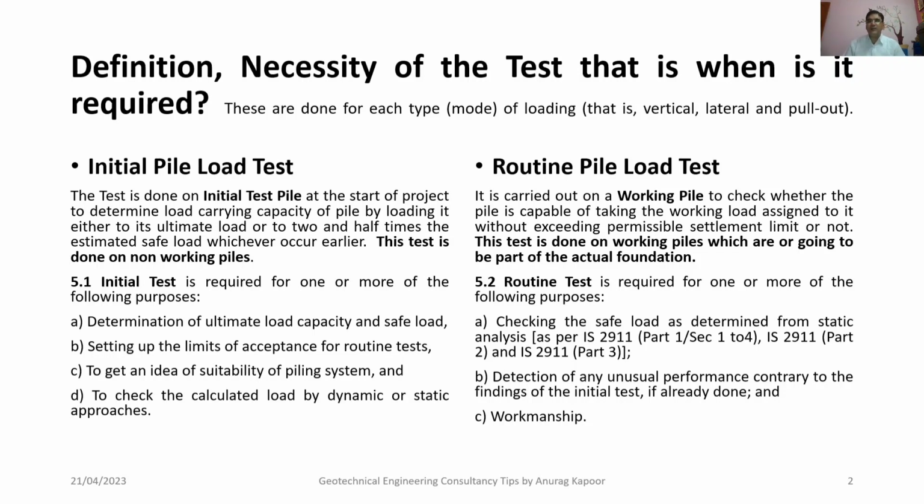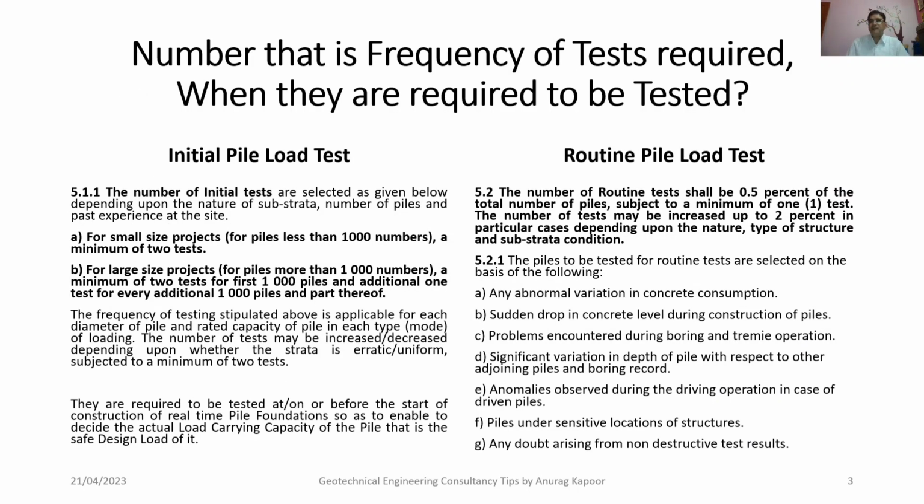Now, as per clause 5.2 of this code, the routine test is required for one or more of the following purposes: checking the safe load as determined from static analysis as per IS 2911 Part 1 Section 1 to 4, IS 2911 Part 2 and IS 2911 Part 3; and detection of any unusual performance contrary to the findings of the initial test, if already done, and workmanship. These are the very reasons why initial pile load tests and routine pile load tests are done at the site.